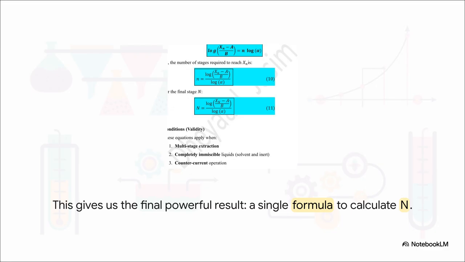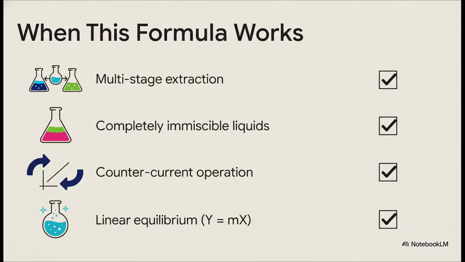It's pretty amazing. But, and this is a really big but, there's a catch. This beautiful formula only works under a very specific set of conditions. You need a multi-stage process where the two liquids are immiscible. Again, they don't mix, like oil and water. They also have to be flowing in opposite directions, which we call countercurrent. And, of course, the big one, the chemistry has to follow that perfect straight-line relationship.